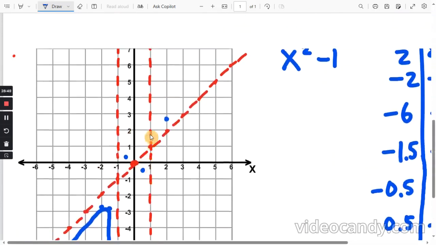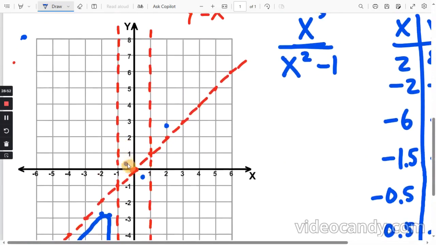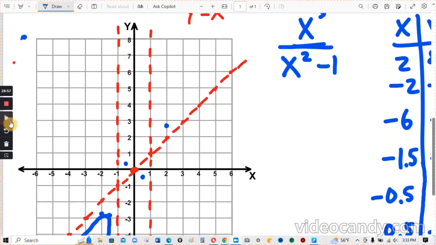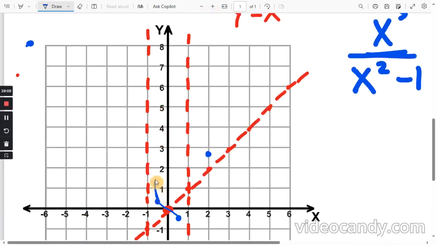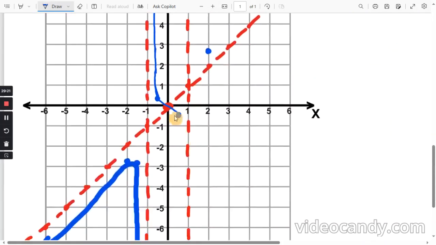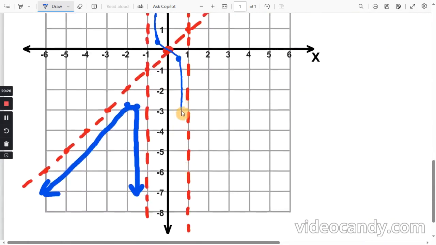Okay, so we can keep plotting the points, but we can see right here, it is heading up. I'm going to have to thin this out. Right here, it is heading up. This is difficult to draw here, but it is heading up. And of course, it's getting closer and closer to that asymptote, but it never reaches it. And over here, it's headed down. So it just keeps getting closer and closer, but never reaches it.